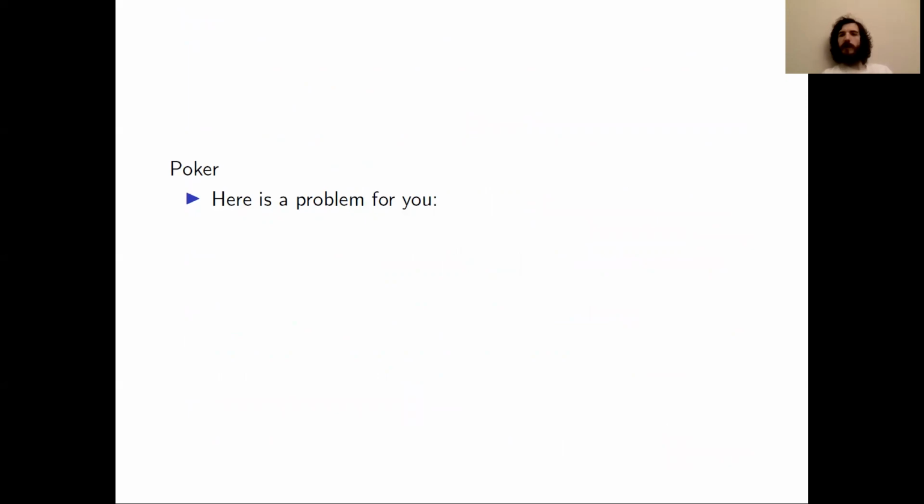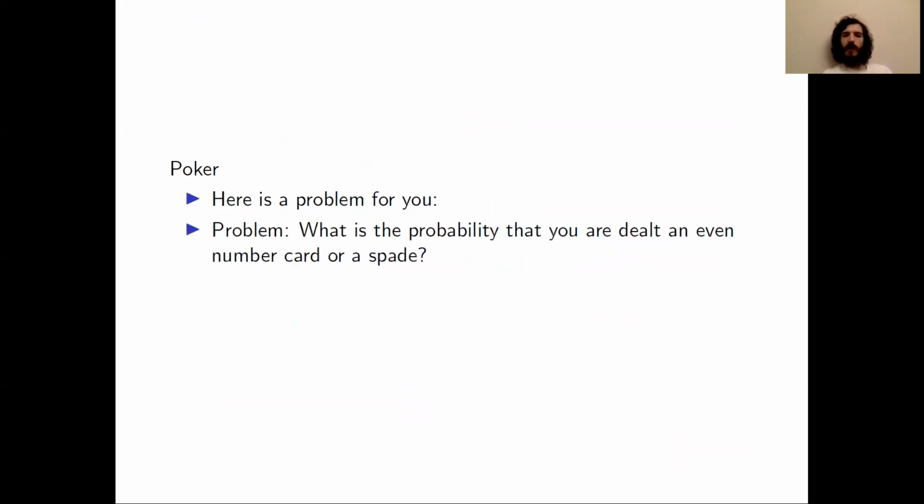And here's another problem for you. What's the probability that you are dealt an even number card, like a 2, 4, 6, 8, or 10, or you are dealt a spade?